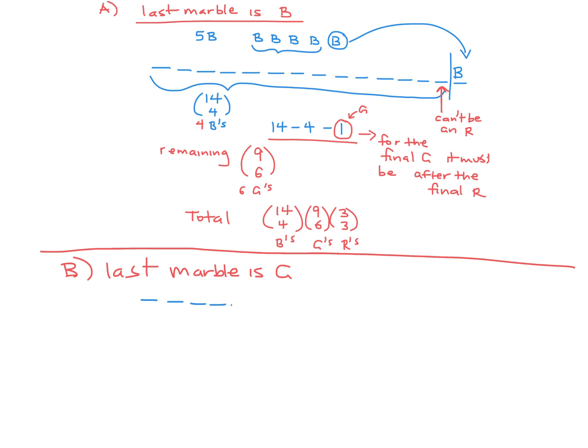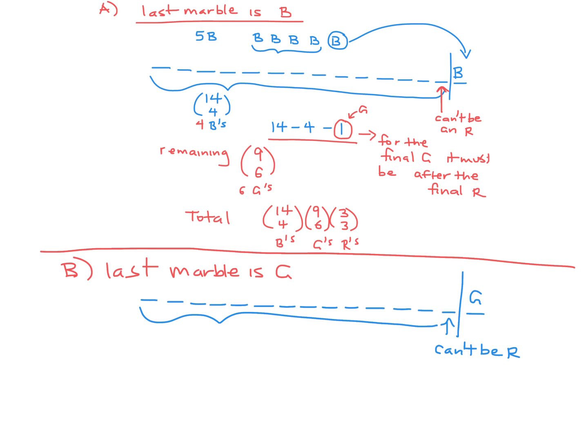So we've got the last marble is G, so just put that G in there. And this one can't be an R for the same reasoning as above. So from these 14, you've got to choose 6 for the G's, because there's 7 and they put 1 here. So there's 6 G's remaining.